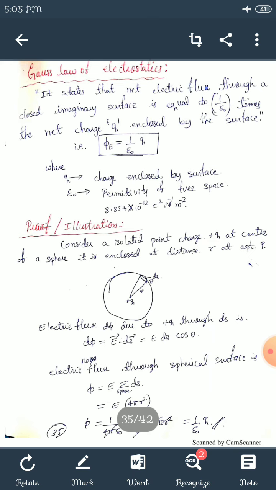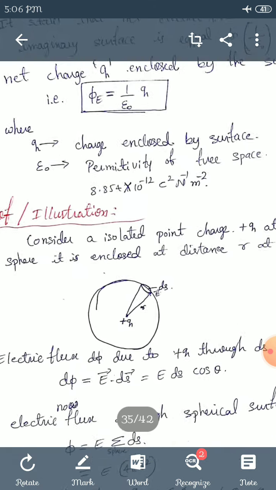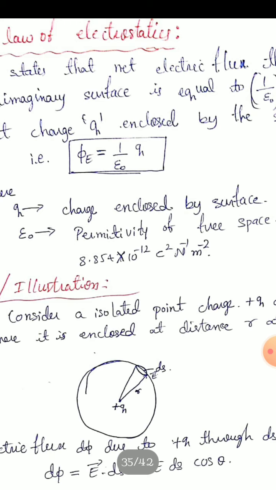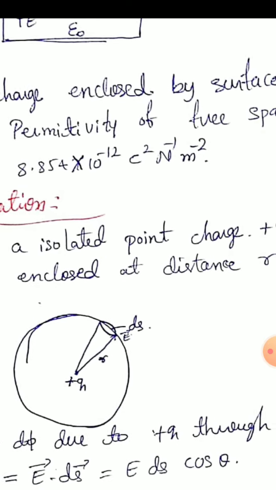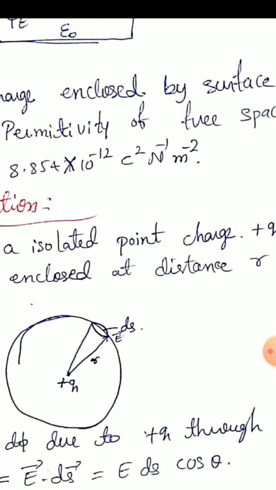It states that the net electric flux through a closed imaginary surface is equal to 1 divided by epsilon naught times the net charge Q enclosed by the surface. That is given by phi E is equal to 1 divided by epsilon naught into Q, where Q is the charge enclosed by the surface and epsilon naught is the absolute permittivity of free space, given by 8.854 into 10 to the minus 12 coulomb square per Newton per meter square.